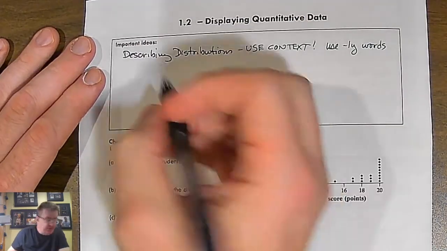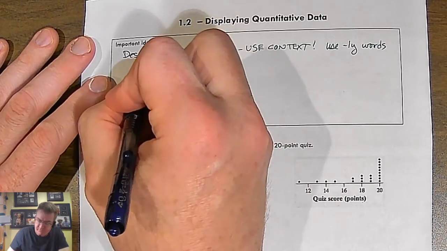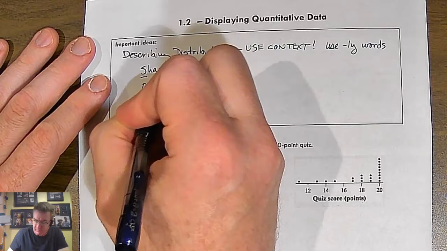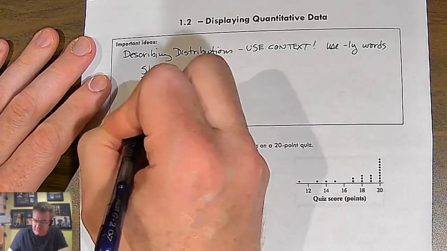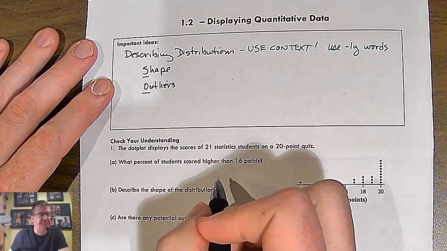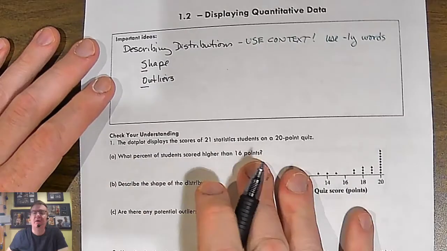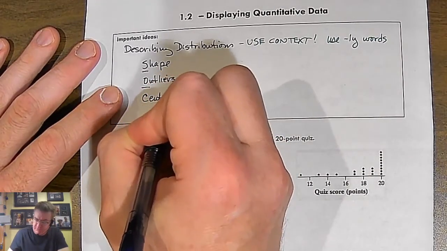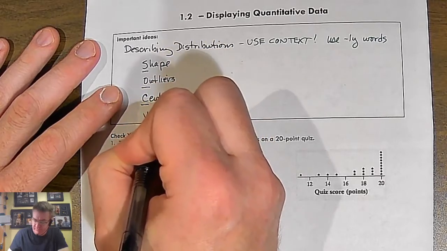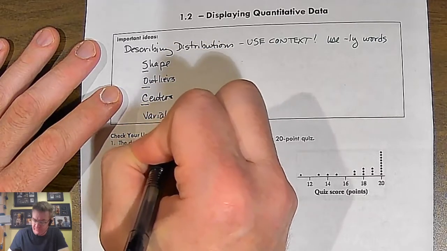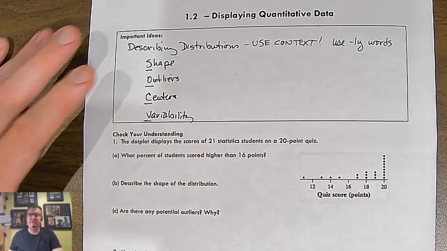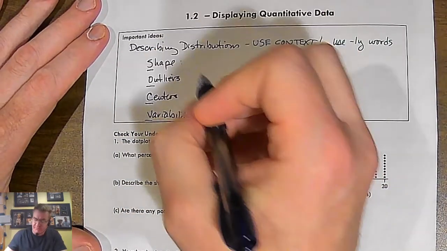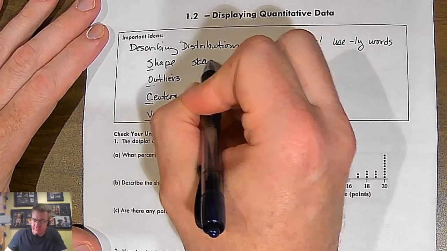And then you also need to make sure that you have your shape, your outliers, which I think we're dealing with tomorrow. We're talking about variability tomorrow, or your next video. Center and variability. SOCV. Okay, so again, remember for shape, what's your skew?